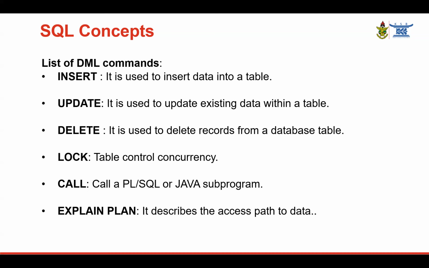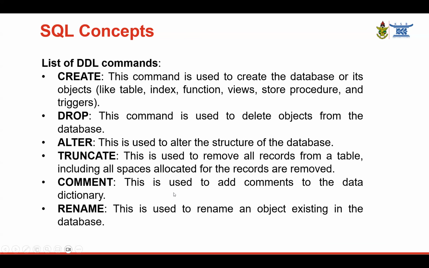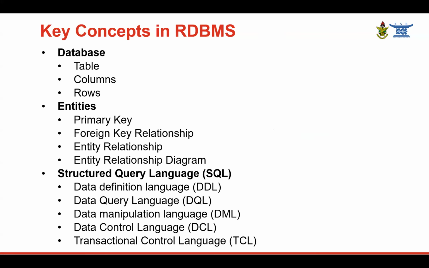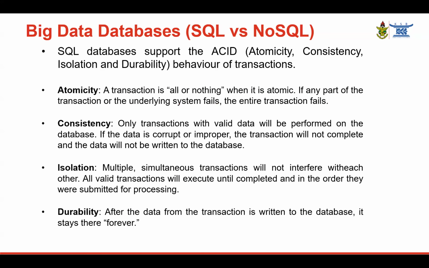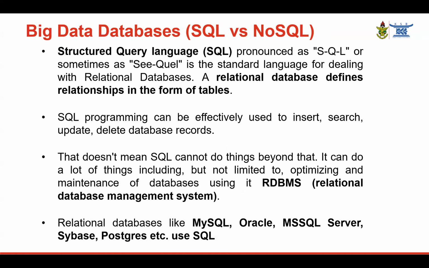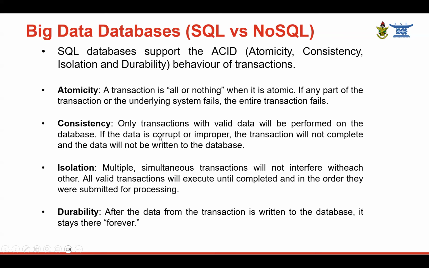Now, remember that earlier on, we talked about ACID. If you remember, we talked about the word ACID: atomicity, consistency, isolation, durability. Okay. And then we indicated that only transactions with valid data will be performed on it if the data is corrupt or improper. And then we had the isolation perspective.